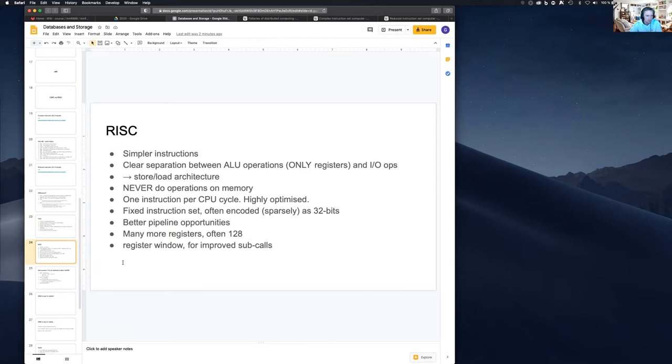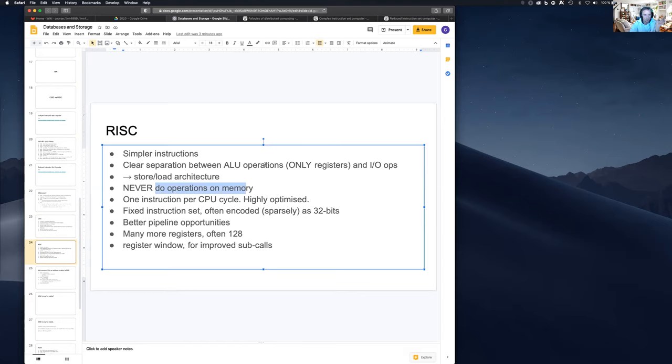So then RISC. Much simpler instructions, with a clear separation between what the ALU is doing and what I need to read and write to memory. So it's a load-store architecture. I never do operations on memory, I can only do operations on registers. One instruction per CPU cycle, highly optimized. We already talked about it. Fixed instruction size. Most RISC CPU designs always use 4 bytes for decoding instructions. So I know those 4 bytes always decode the same way to what needs to be done. So the decoding is much simpler.